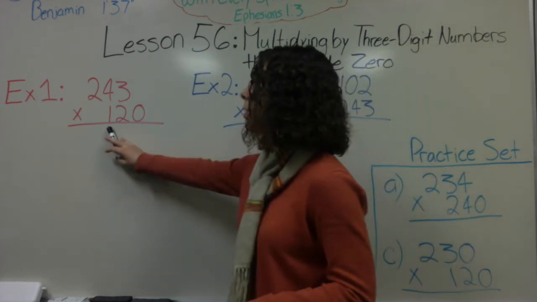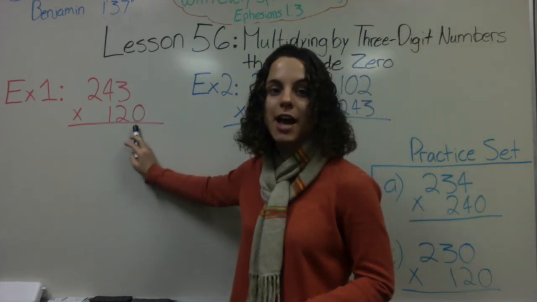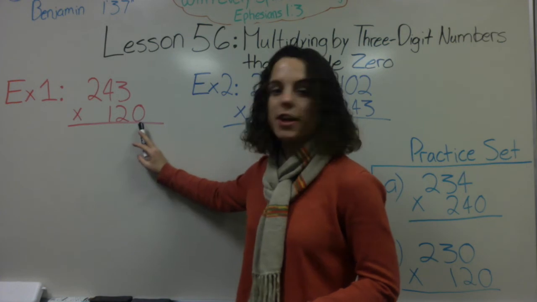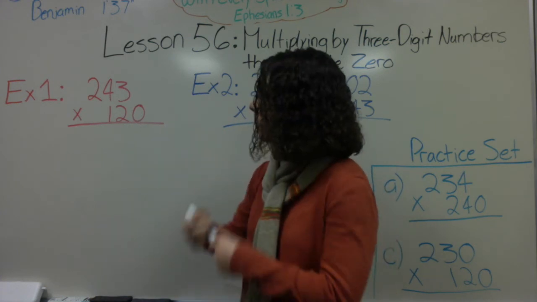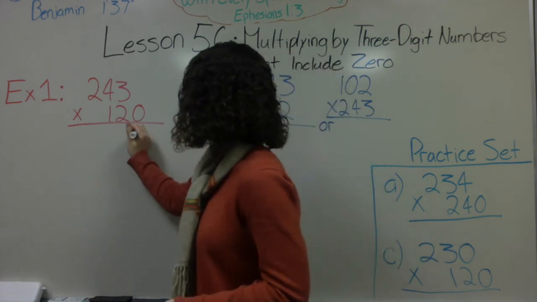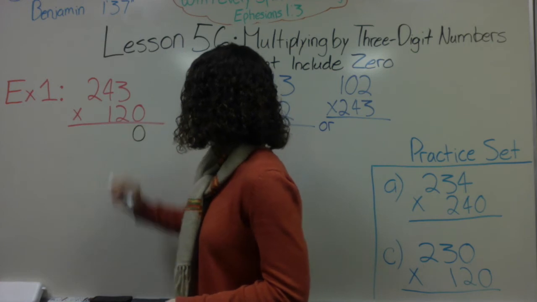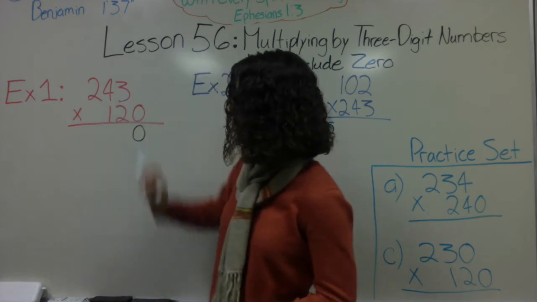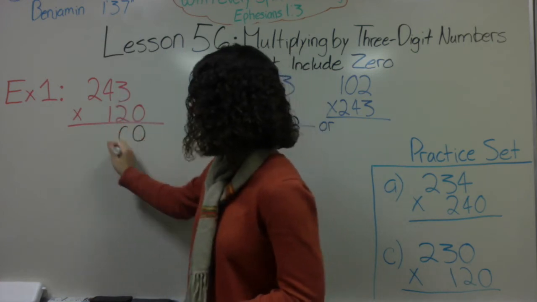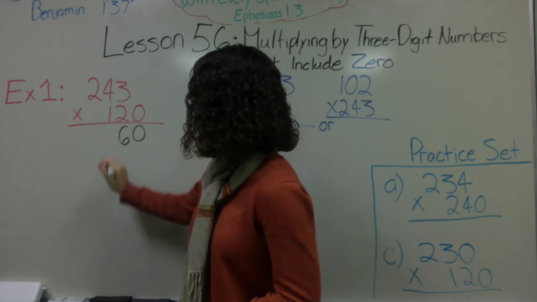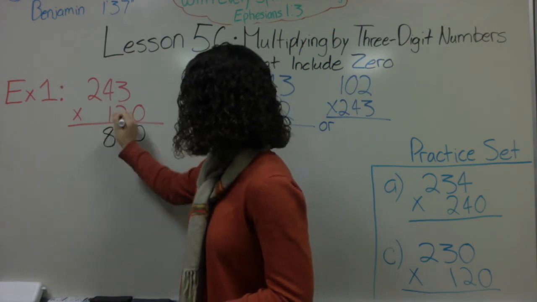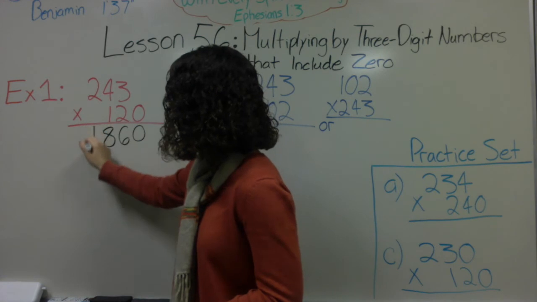243 times 120. Now, whenever I have a zero off to the side, I can always move it and hang it over. So this is how I'm going to work it. I'll go ahead and drop my 0 and do 2 times 3, which is 6, 2 times 4, which is 8, 2 times 2, which is 4.